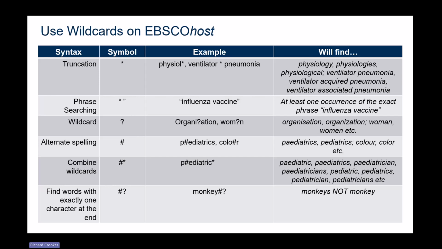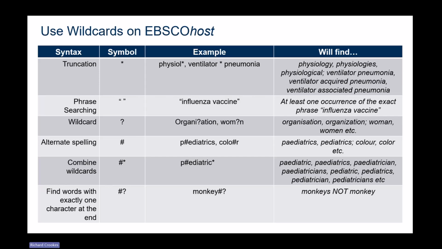And if you place the star, the asterisk after the L, you'll find all three variations. If you also want to search for words or phrases which could include other terms, so example here of the condition ventilator pneumonia, it could be ventilator-associated pneumonia or ventilator-acquired pneumonia. So if you replace the asterisk between ventilator and pneumonia, you'll find all three sets of terms. Okay, so you can see the example then of what it will find.